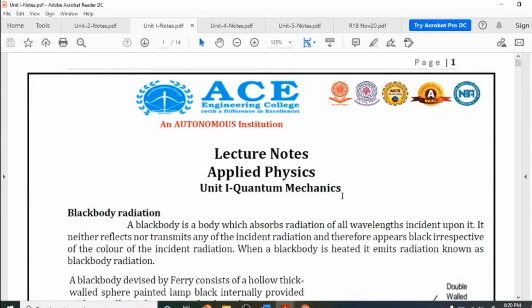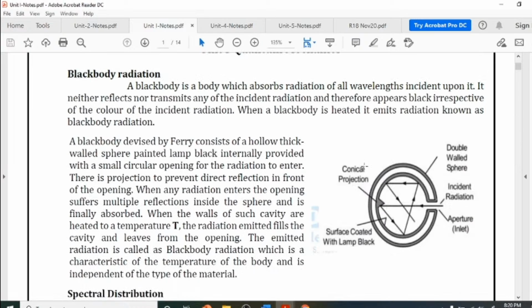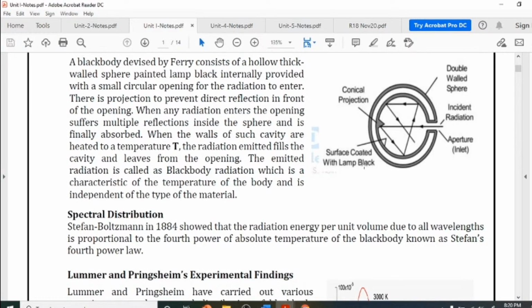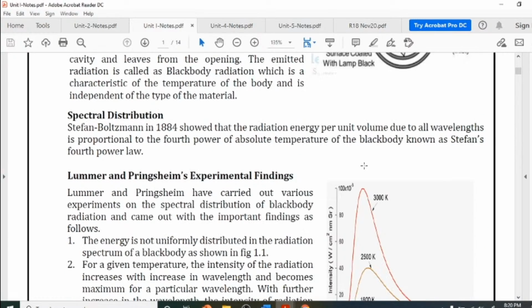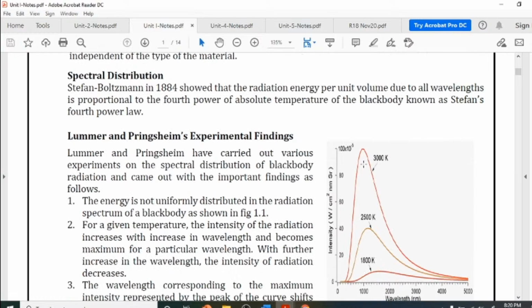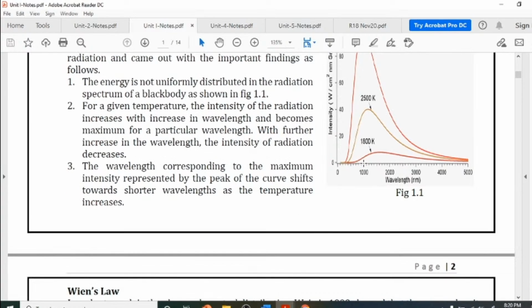This is lecture notes for applied physics. So quantum mechanics, what is black body radiation? This is available in our website. Again, let me tell you, the spectral distribution, this is sufficient. This would be for 7 marks, right?